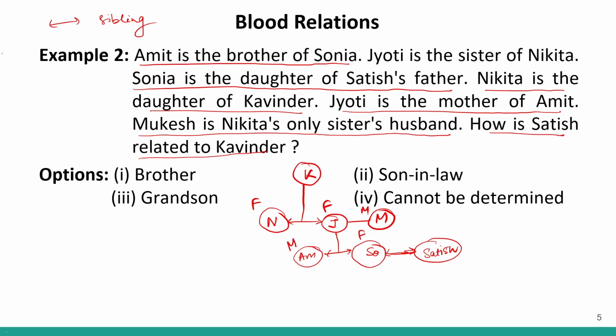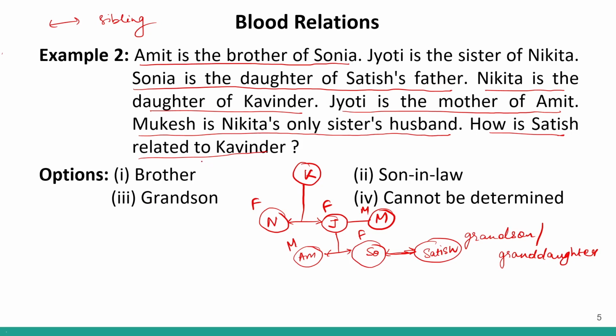Now, Satish's gender is not known and even Kavinder's gender is not known. Satish is third generation. Basically, Satish can be either a grandson or a granddaughter. Now in the question you can see an option of grandson. So most people will simply mark option 3 as the answer because Satish is a male name.